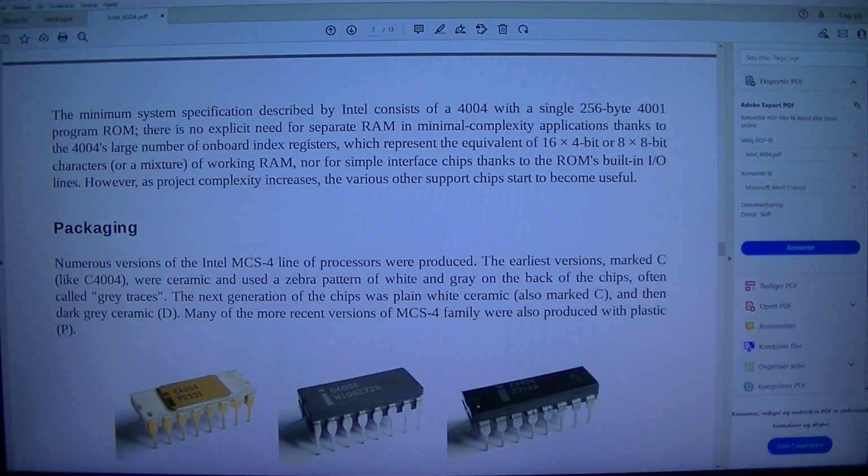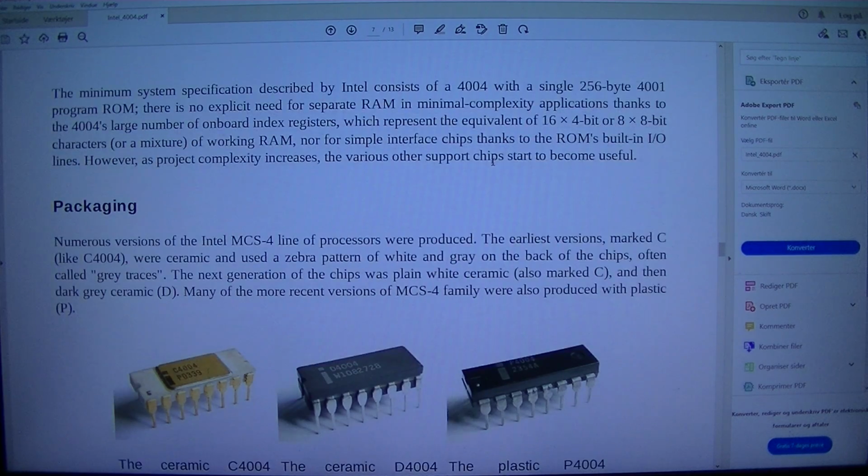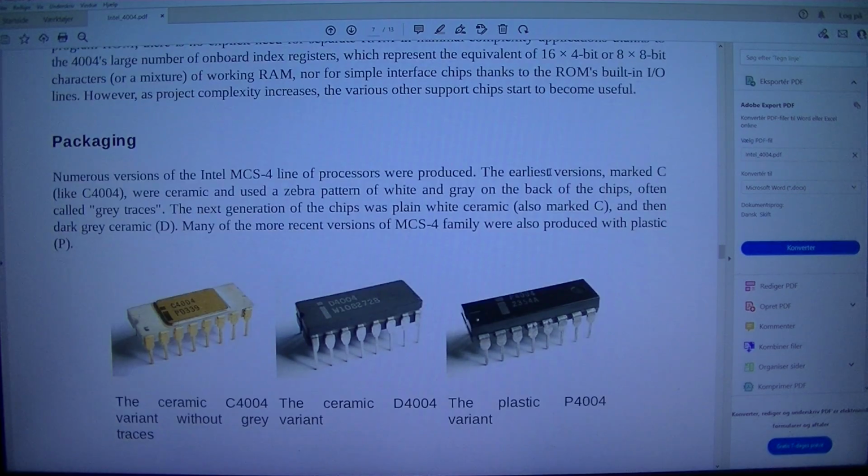The minimum system specification described by Intel consists of a 4004 with a single 256-byte 4001 program ROM. There is no explicit need for separate RAM in minimal complexity applications thanks to the 4004's large number of onboard index registers, which represent the equivalent of 16 4-bit or 8 8-bit characters, or a mixture of working RAM, nor for simple interface chips thanks to the ROM's built-in I/O ports. However, as project complexity increases, the various other support chips start to become useful.